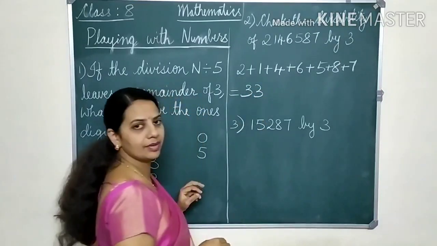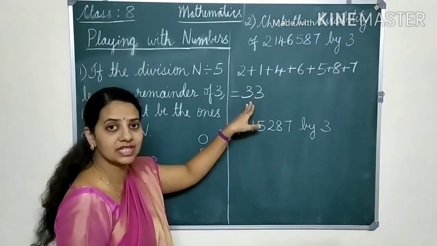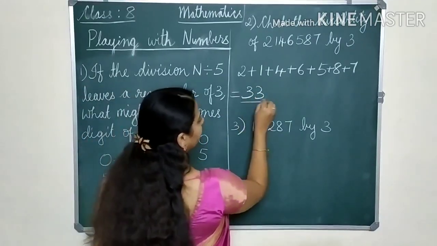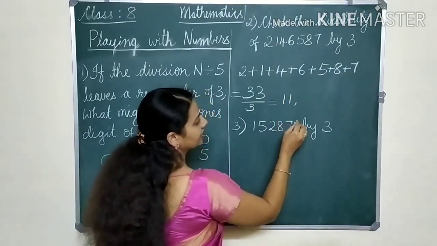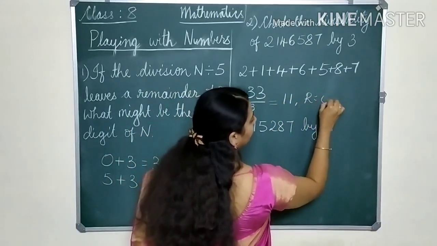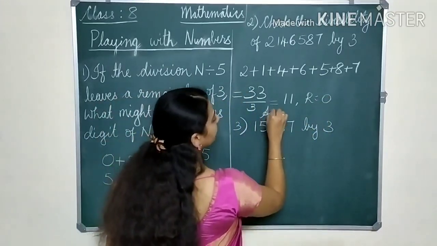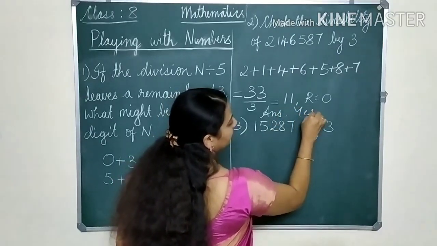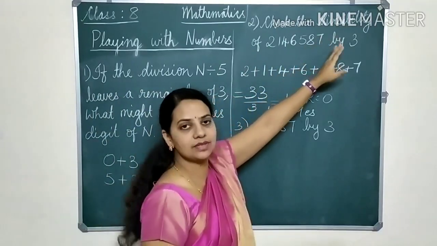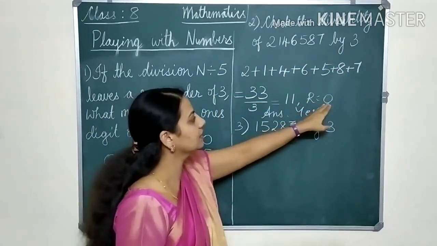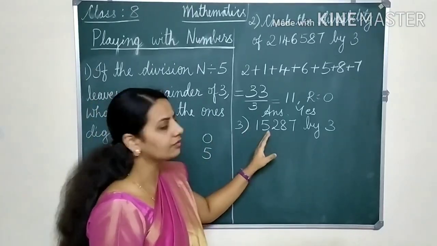So what is the next step? After adding, we have to check whether this is divisible by 3, if it is a multiple of 3. So for that we have to divide this number by 3. It gives you 11 as the quotient and remainder 0. So we can say the answer is yes, it is divisible by 3. This large number is divisible by 3 because it gives the remainder 0. Understood? Now coming to one more example.